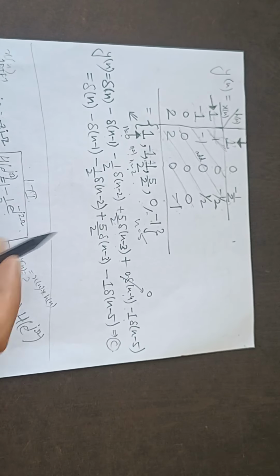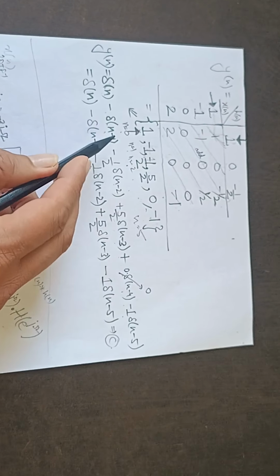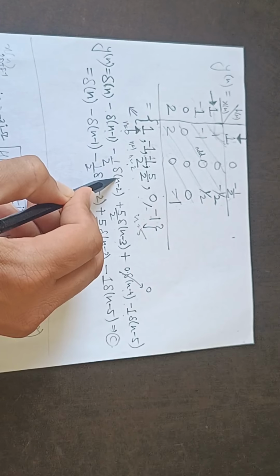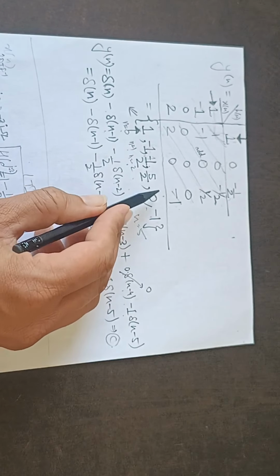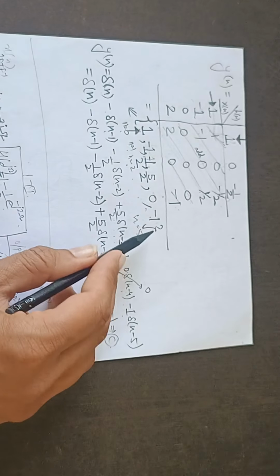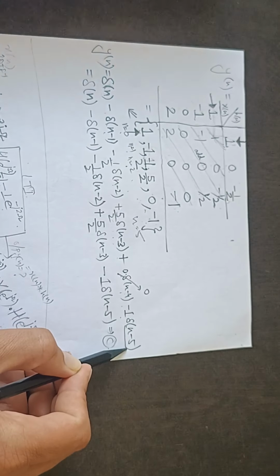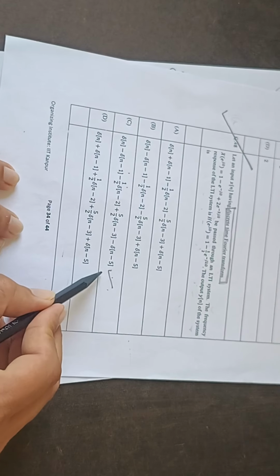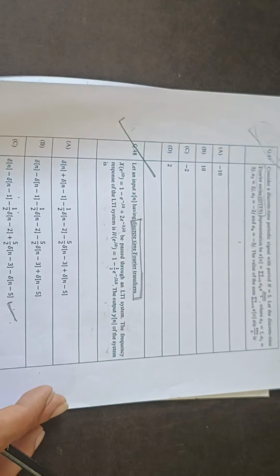So now we simply need to write it using impulses. So it will be 1 times delta n, then minus 1 times delta n minus 1, then minus half times delta n minus 2, then 5 by 2 times delta n minus 3, plus 0 times delta n minus 4, and then minus 1 times delta n minus 5. So when I look into the options, this is option number C. Again an easy question, just formula based.